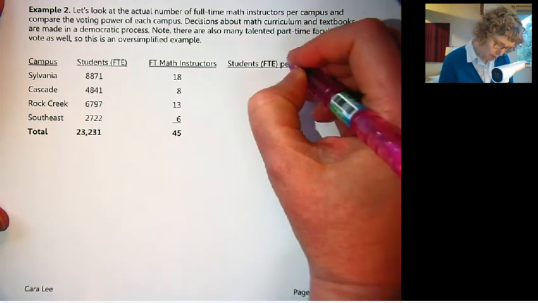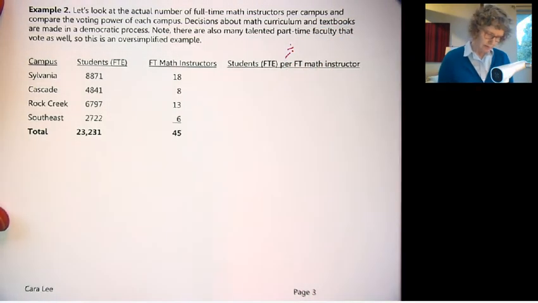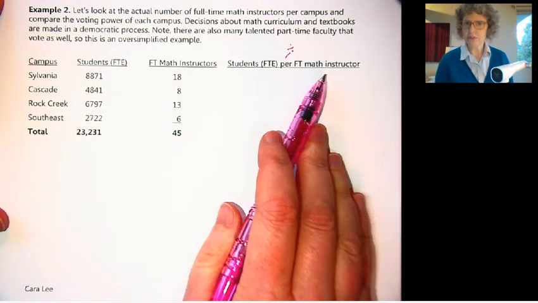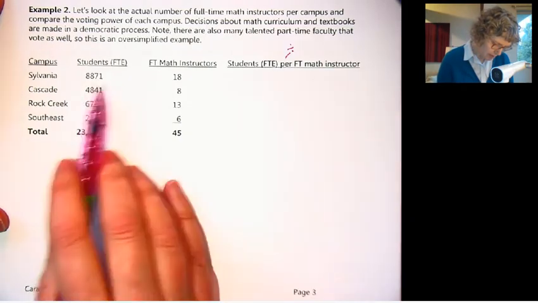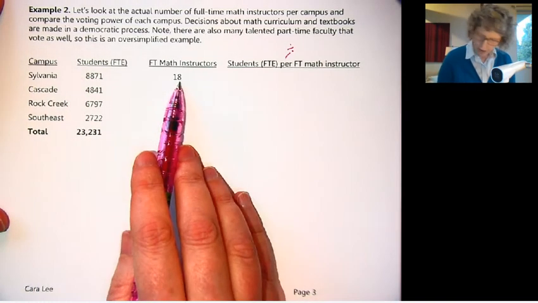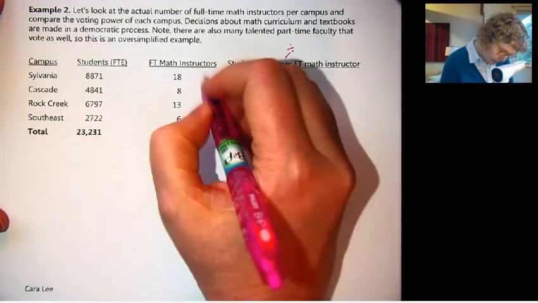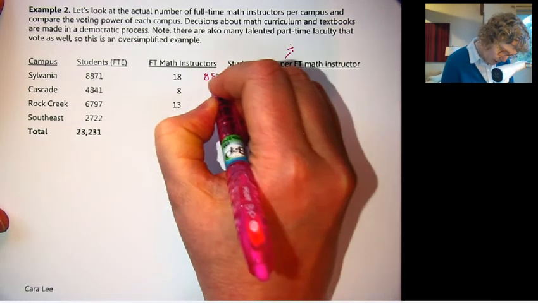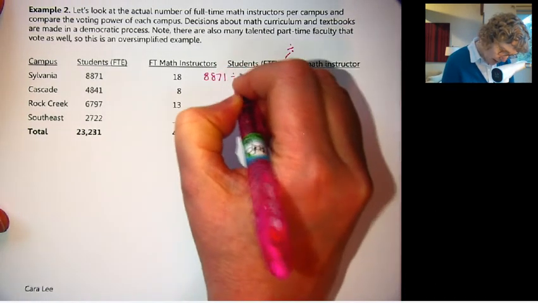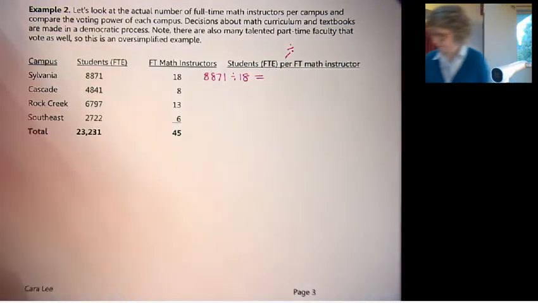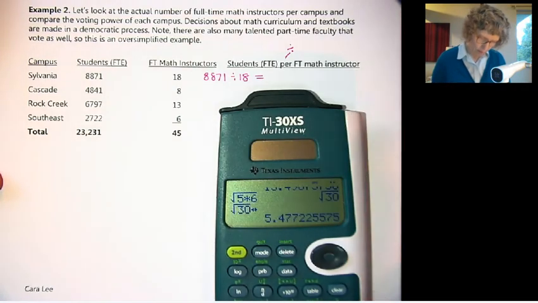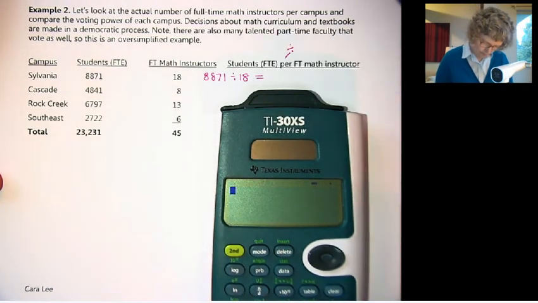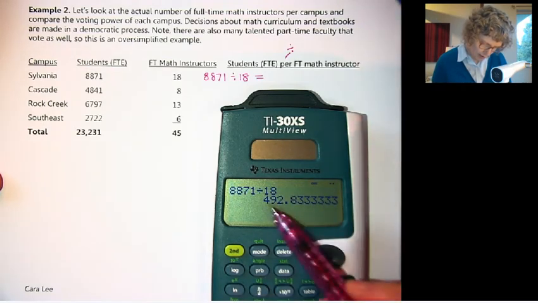So we want to know the number of students per full-time math instructor. So this keyword per means divide, and then we need to look at which one comes first so that we know which way to divide it. It says students per instructor, so we're going to take the students divided by the instructors. So let me write it out first. So this will be 8871 divided by 18. Calculator. And that is 492.83.